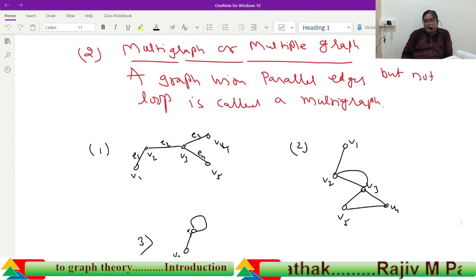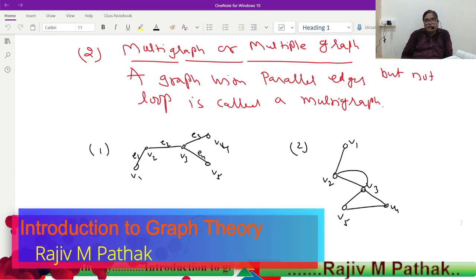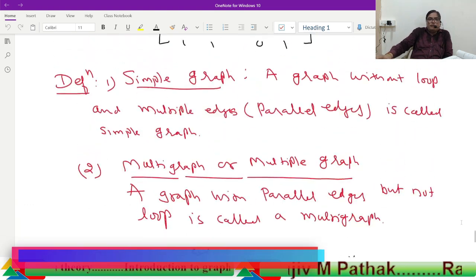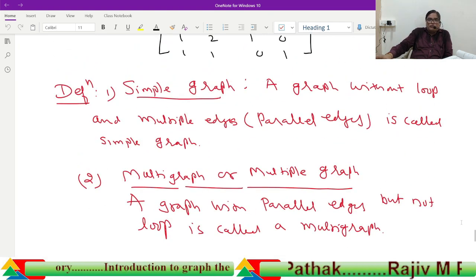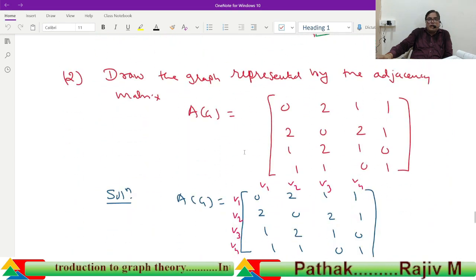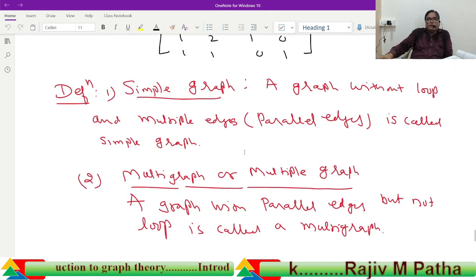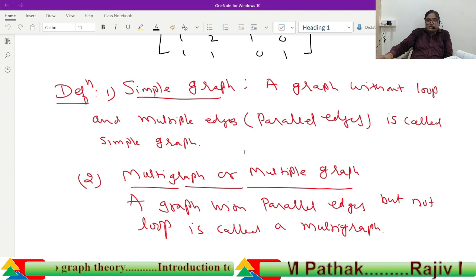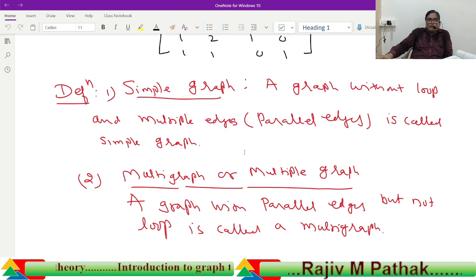In the last lecture, we have seen the definition of multigraph or multiple graph, and before that, we have seen simple graph. What we have done in the previous lecture: matrix representation of a graph, then types of graph. In types of graph, we have seen the definition of simple graph. What is a simple graph? A graph without loops and multiple edges, or you can say parallel edges, is called a simple graph. And what is a multigraph or multiple graph? A graph with parallel edges but not loops is called a multigraph.